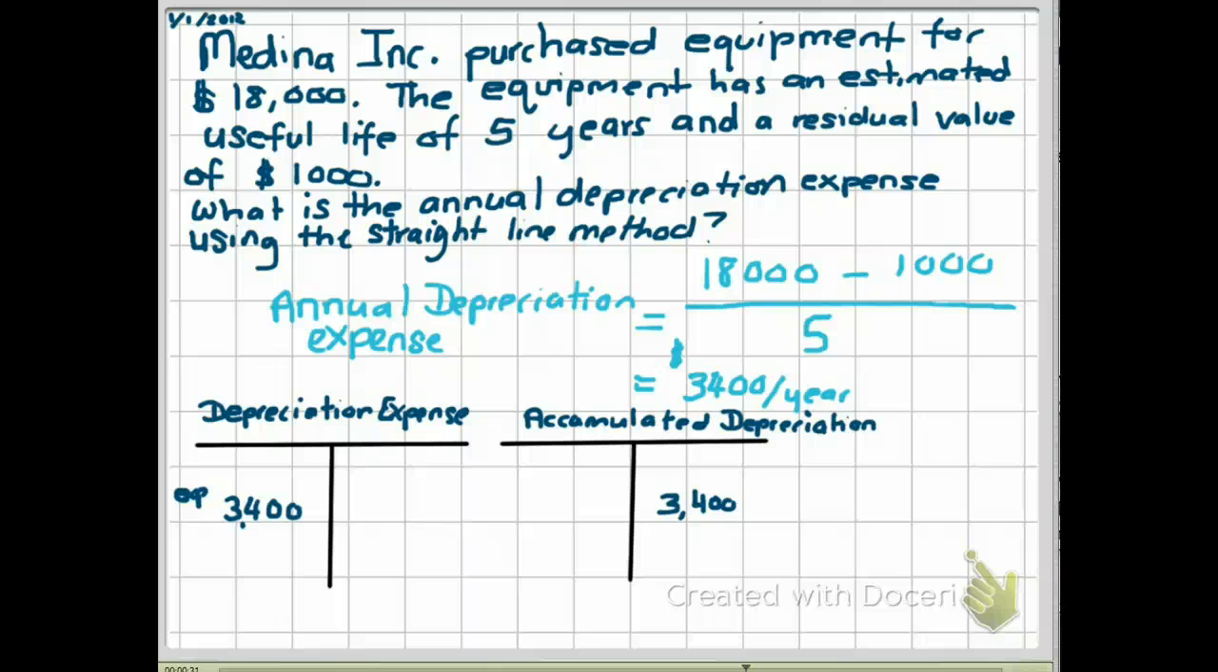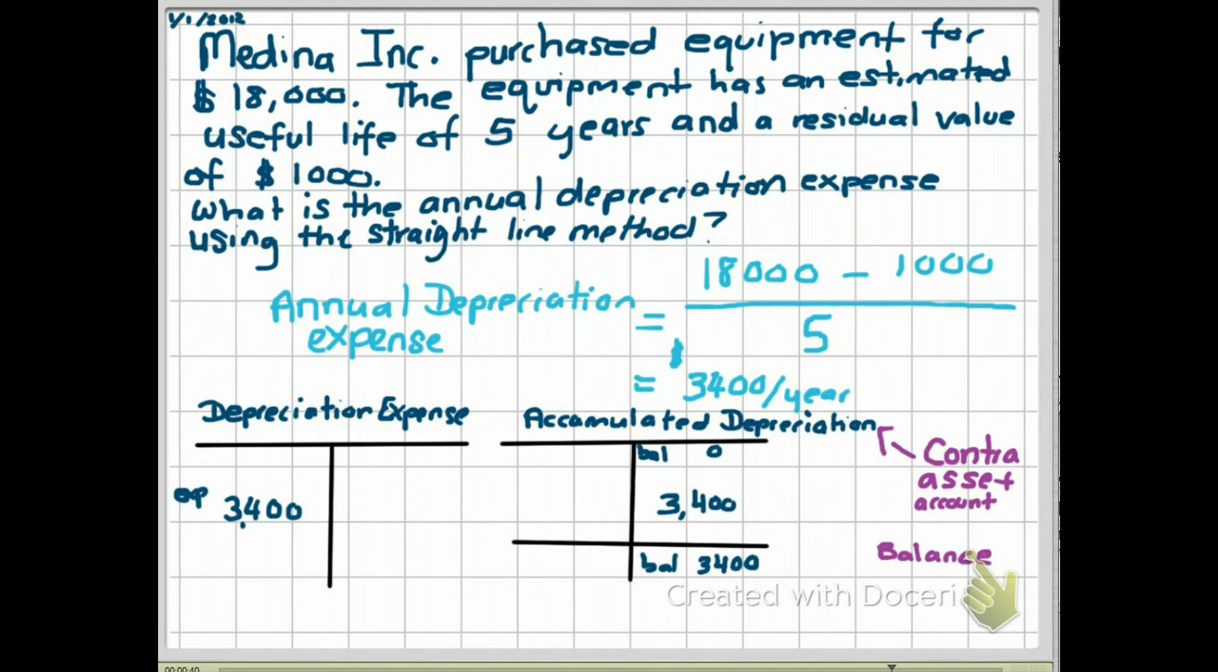Now let's take a look at your accumulated depreciation account. It is a permanent account, and therefore it has a beginning balance and an ending balance. Accumulated depreciation is a contra asset account. It is a companion account to your asset. In this case, we bought the equipment, so this is a companion account to your equipment account. But it is a contra asset account, which means it has a normal credit balance. Also, your contra asset account will be shown on your balance sheet along with your equipment. Your depreciation expense goes in your income statement.